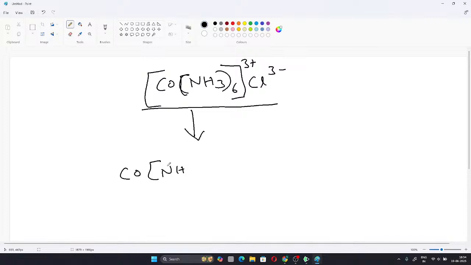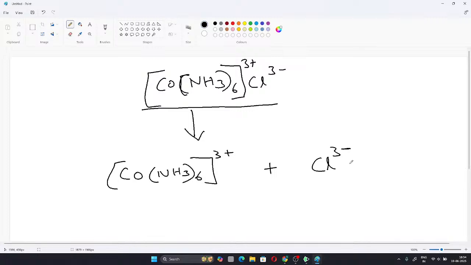[Co(NH3)6], oops. It will form [Co(NH3)6] with a charge of 3 plus and Cl minus ions. That was a mistake, 3 Cl minus ions.